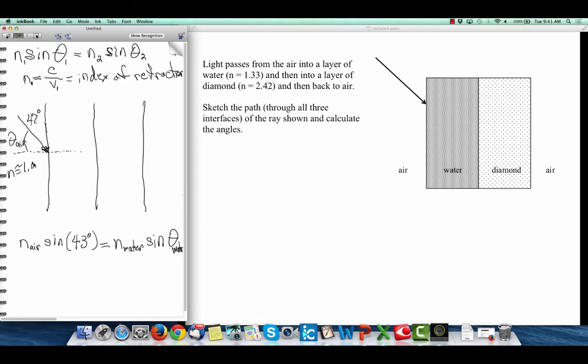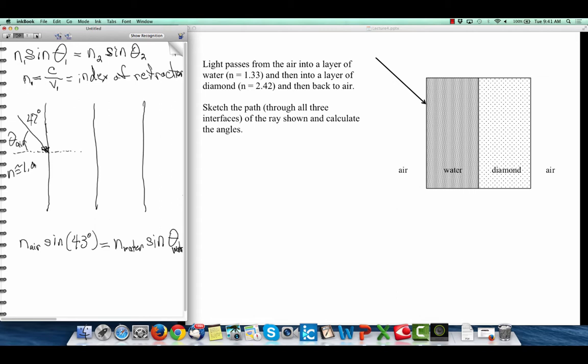And I didn't write that, but I ordinarily would. Just to remind you, air is not very dense. There's not very many molecules. So when the light passes through air, it doesn't interact with very many molecules, so it only gets slowed down a tiny bit. Negligible amount.